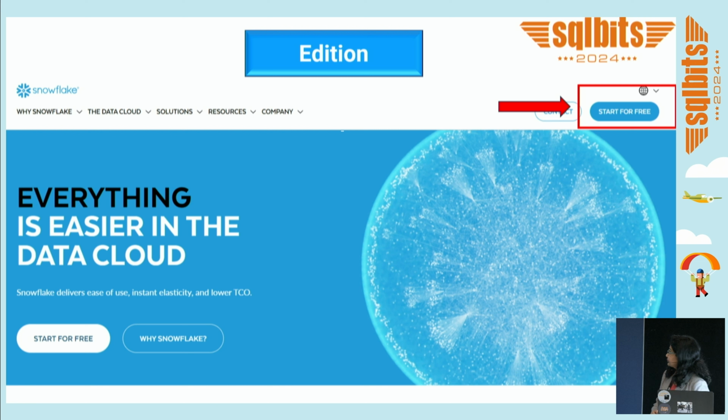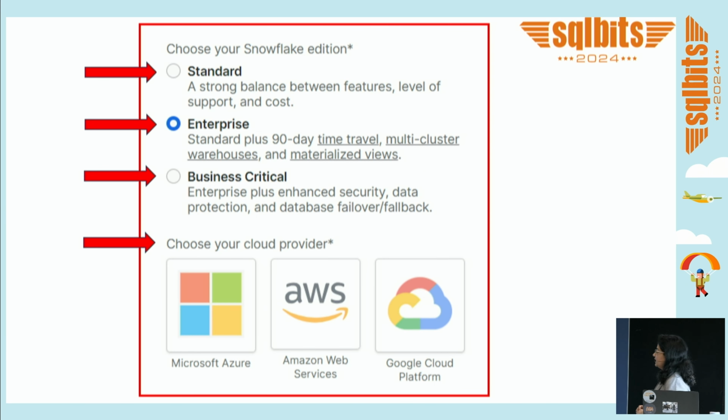Moving along. How do you want to start? Right after this session, I want to play around a little bit. So 30 days, $400 credit, no credit card required. You can sign up from the snowflake.com website, and here is the start for free with one of your email addresses. Now, when you go there, it would ask you for the editions.